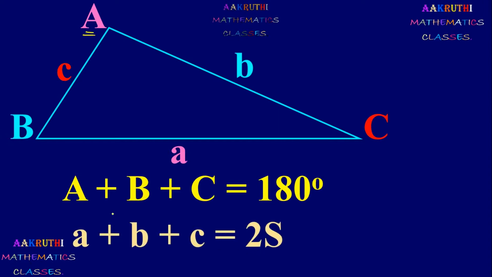So capital A plus B plus C means the sum of angles, which is 180 degrees. That is the angle sum property. In the same way, small a, small b, small c are the three sides of a triangle, and a plus b plus c equals 2s, that is the perimeter. And s is called the semi-perimeter. It is (a plus b plus c) divided by 2.